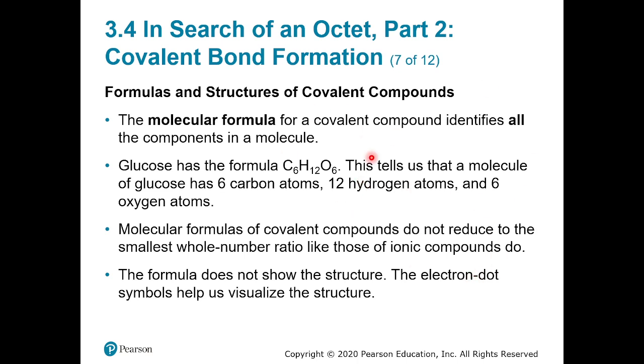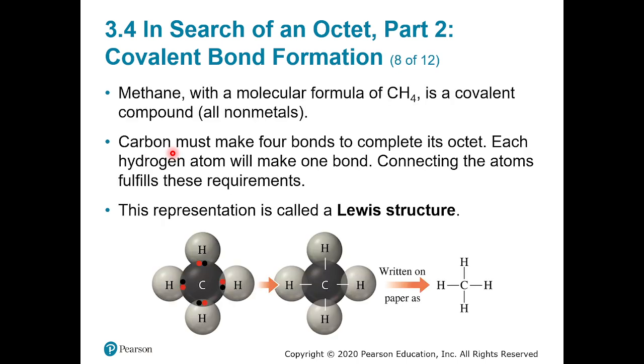The formula does not show your structure. The electron dot symbols help us actually visualize and create those structures. And so what you will notice is there are different molecules, different compounds, that have the same formulas. Okay? Some of you might have encountered that in the reading, hopefully. Those are referred to as isomers, right? They have different structures, but the same formula. Okay, so right here we have methane. This is going to be a molecular formula of CH4. Does anybody recognize methane?